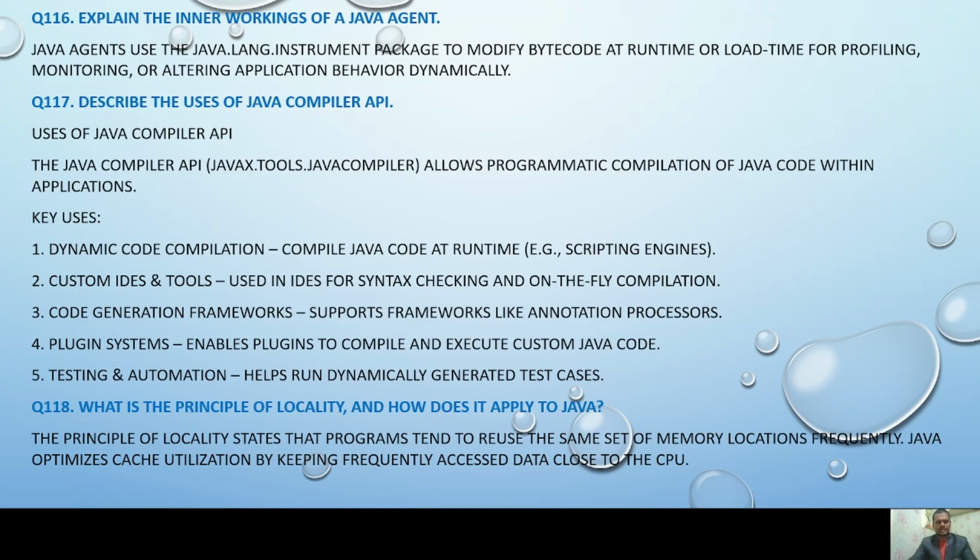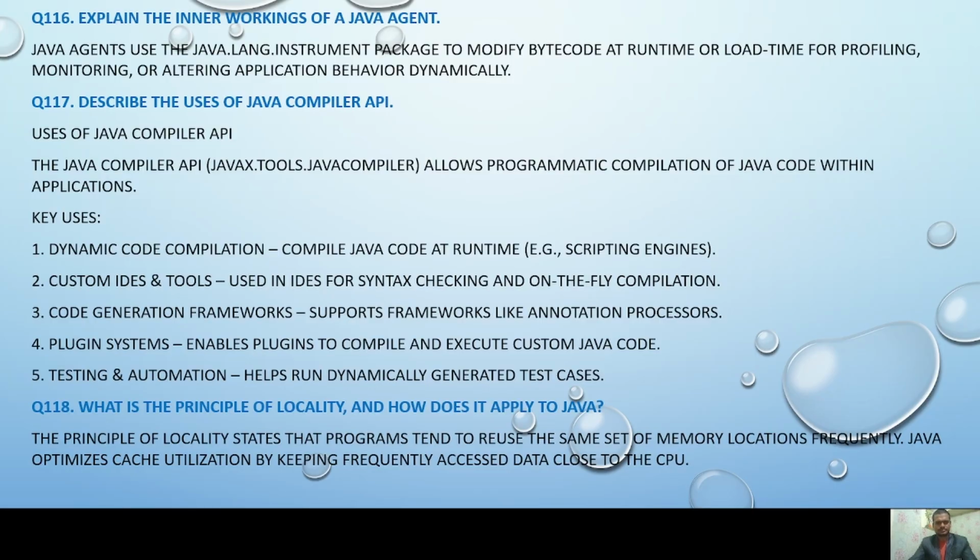Code generation frameworks supports frameworks like annotation processors. Plugin systems enables plugins to compile and execute custom Java code. Testing and automation helps run dynamically generated test cases.